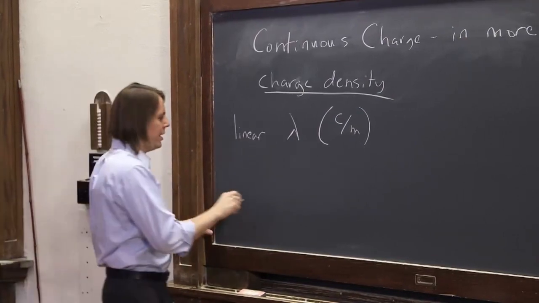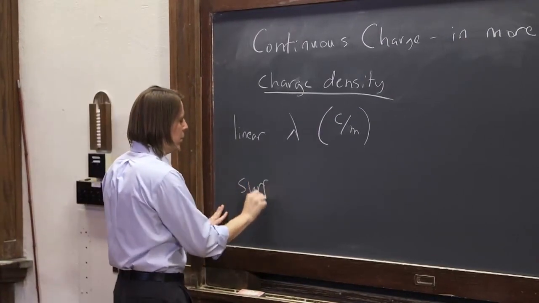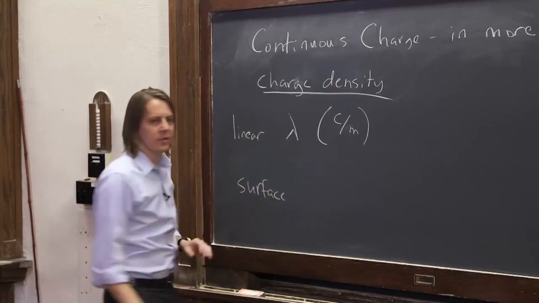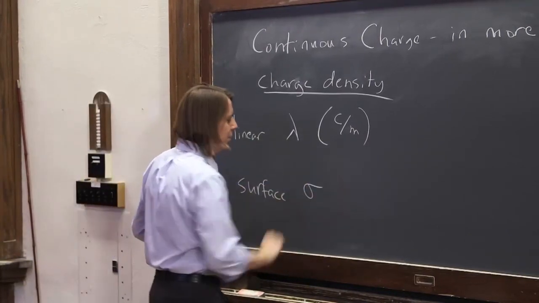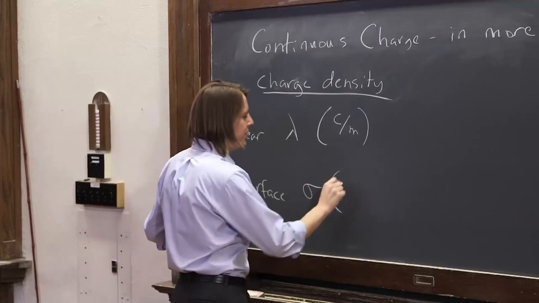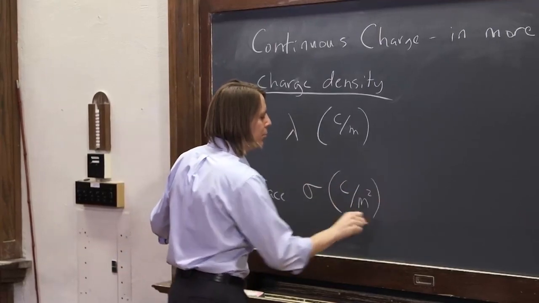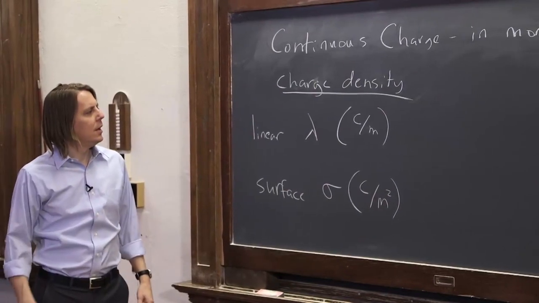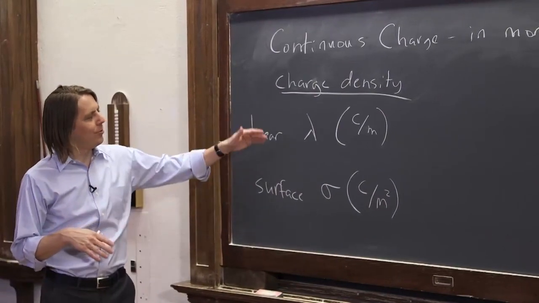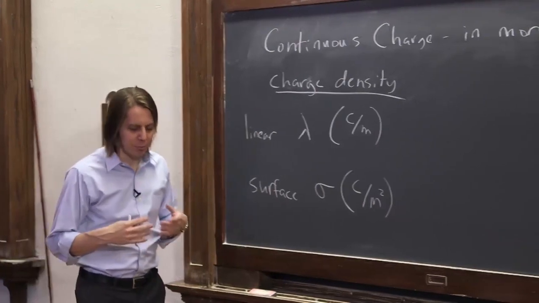You can also, though, have a surface charge density. And that's what you might expect. Its symbol is sigma, and it's just the amount of charge per meter squared, the amount of charge per unit area. But how you do problems with lambda and sigma kind of depends on the problem.